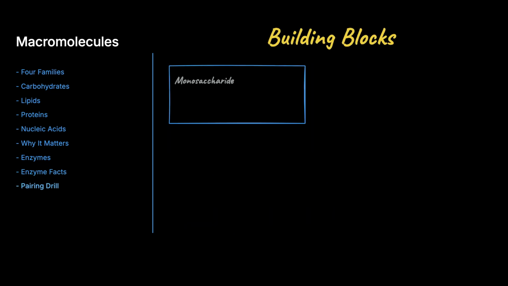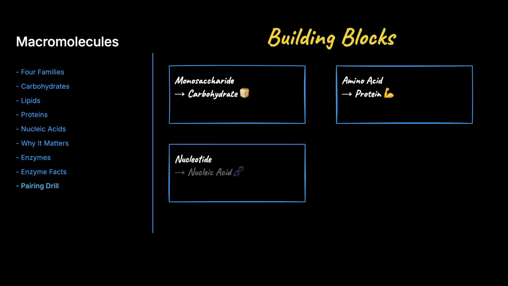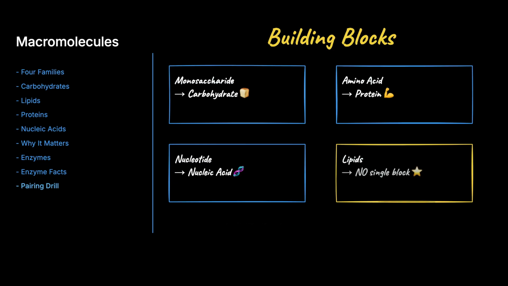Here is how I would lock all 4 families in for test day. Match each building block to its family like flashcards. Monosaccharide means carbohydrate, amino acid means protein, nucleotide means nucleic acid, and lipids stand apart with no single block. The TEAS loves asking which building block goes with which molecule, so that drill earns quick points.